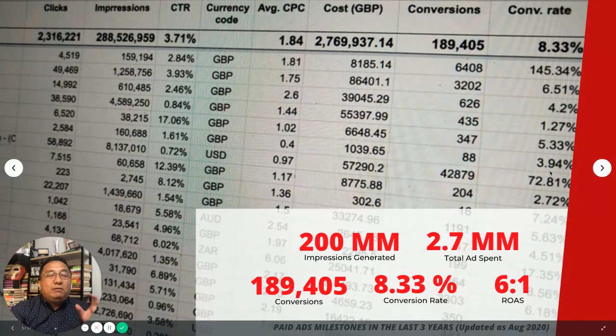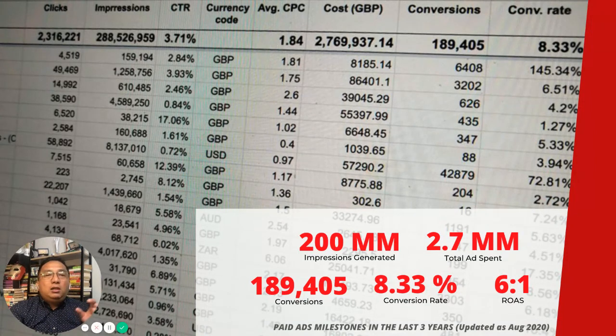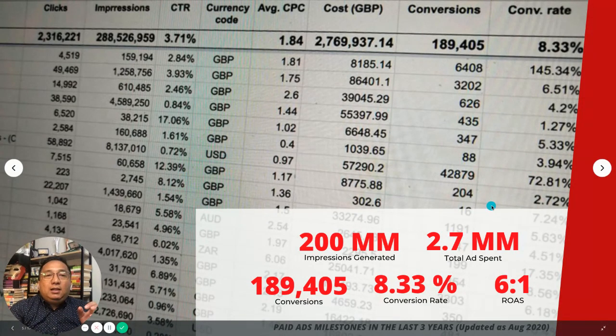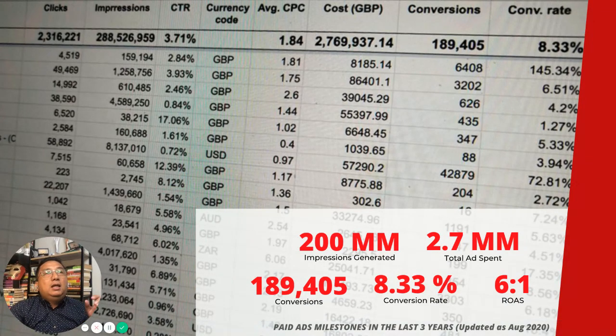And this is the stats that we've done so far for the past 3 years. We've managed several clients. We've generated around 200 million impressions for our clients, and around 0.5% of that in clicks. We've spent around 2.7 million in ad spend, and our ROAS, or return on ad spend, is 6:1. This means in our campaigns, we're able to generate $6 for every dollar spent.